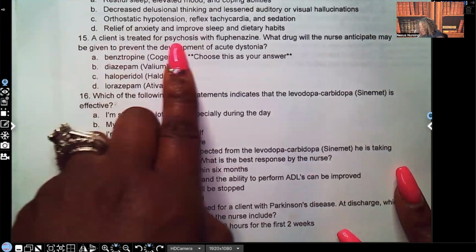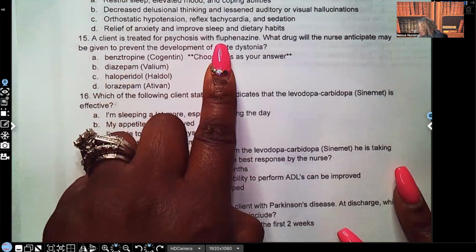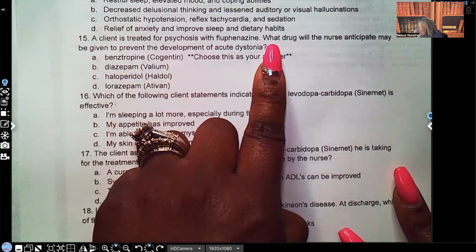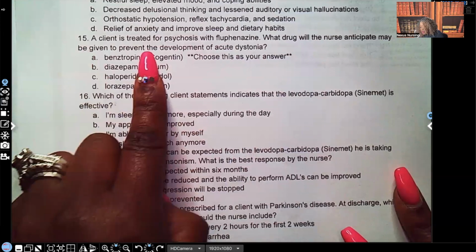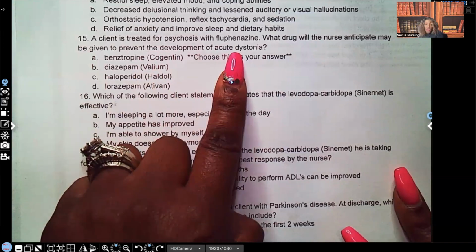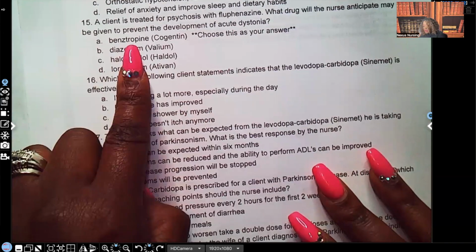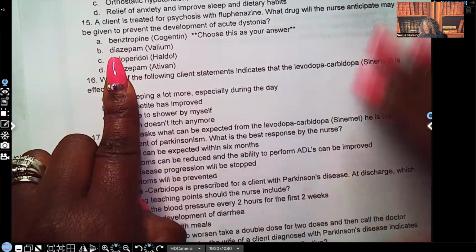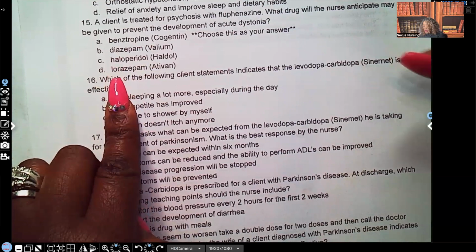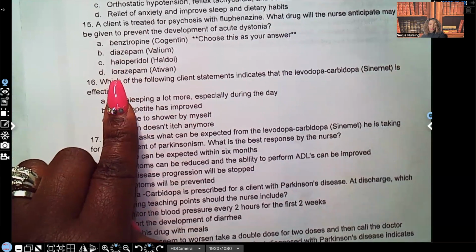A client is treated for psychosis with fluphenazine. What drug will the nurse anticipate may be given to prevent the development of acute dystonia? A, benztropine, B, diazepam, C, haloperidol, or D, lorazepam.